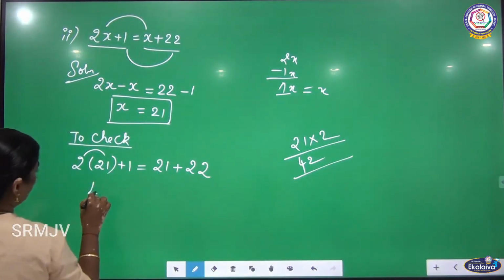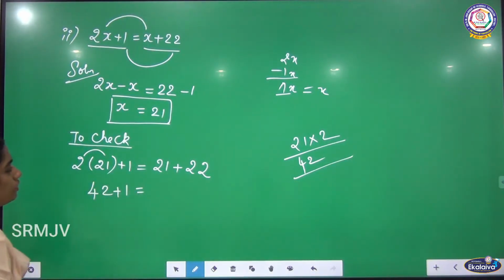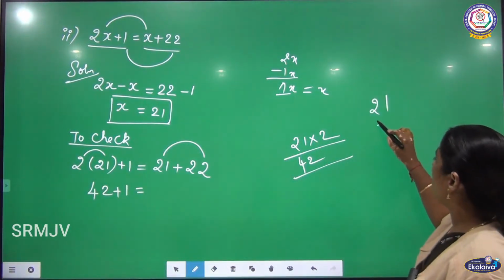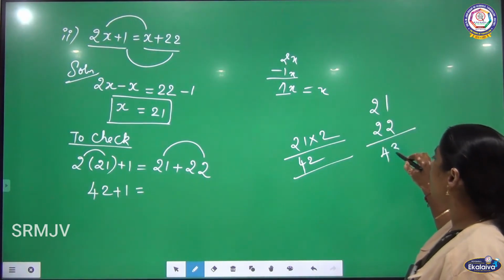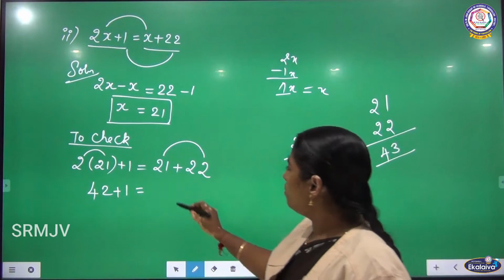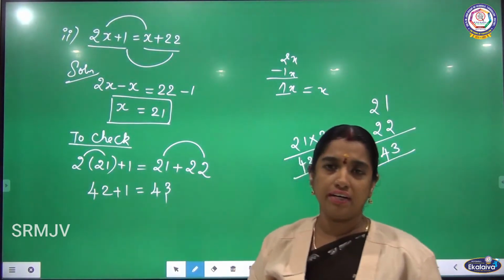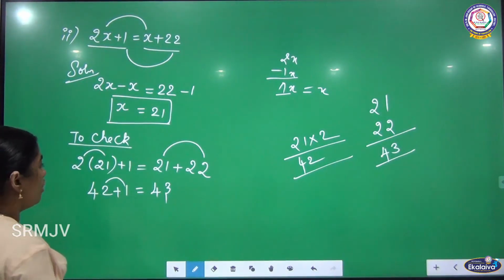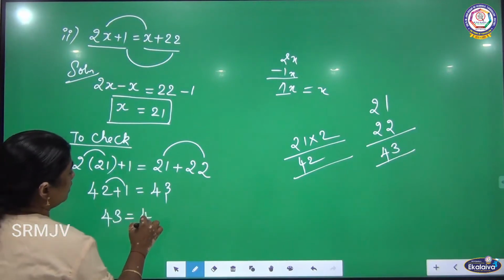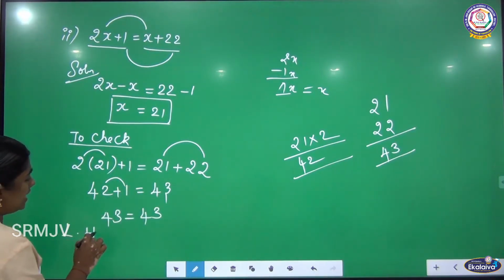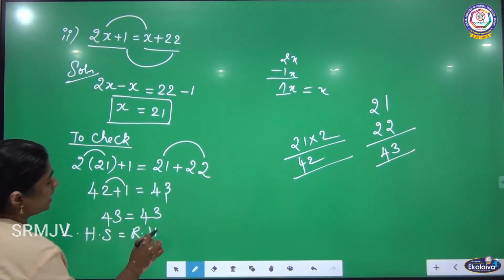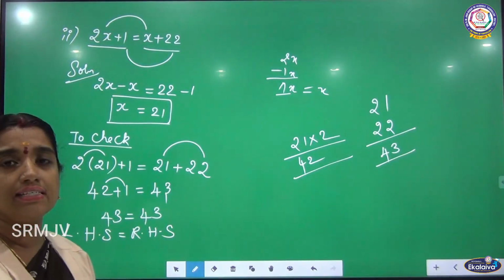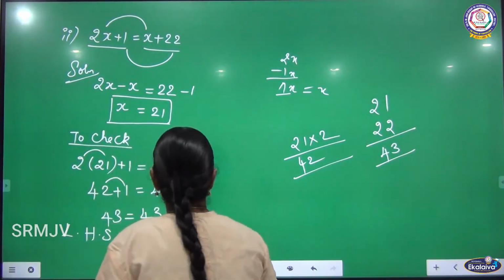So 42 plus 1 is equal to, when I am adding this 21 and 22, what is my answer? 21 added with 22, what is the answer? 43. Okay, now write this sum here, 43. Now one more step I have to do. 42 plus 1 is what? 43. So 43 is equal to 43. So my LHS is equal to RHS. Once my LHS is equal to RHS, my answer is what? Correct.